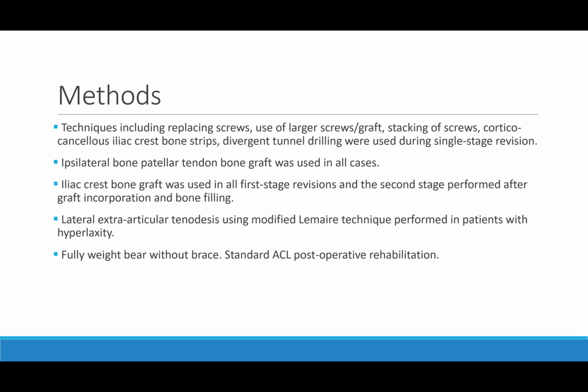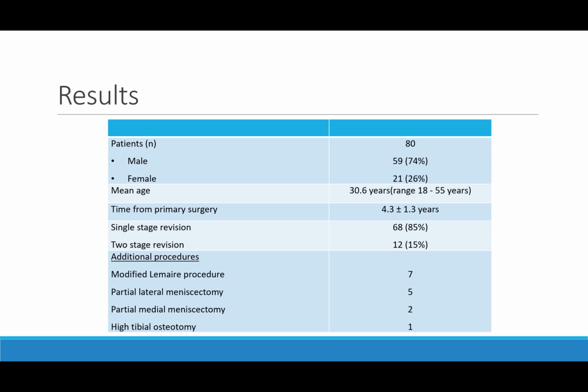In two-stage revisions, iliac crest bone graft was used in the first stage, anterolateral tenodesis was performed in certain patients who were hyperlax, and post-op, patients were allowed to fully weight bear as tolerated without a brace and had standard ACL rehab. We reviewed the outcome of 80 patients, with almost 3/4 of patients being male and an average age of around 30 years. Revision surgery took place an average of around 4 years after primary reconstruction.